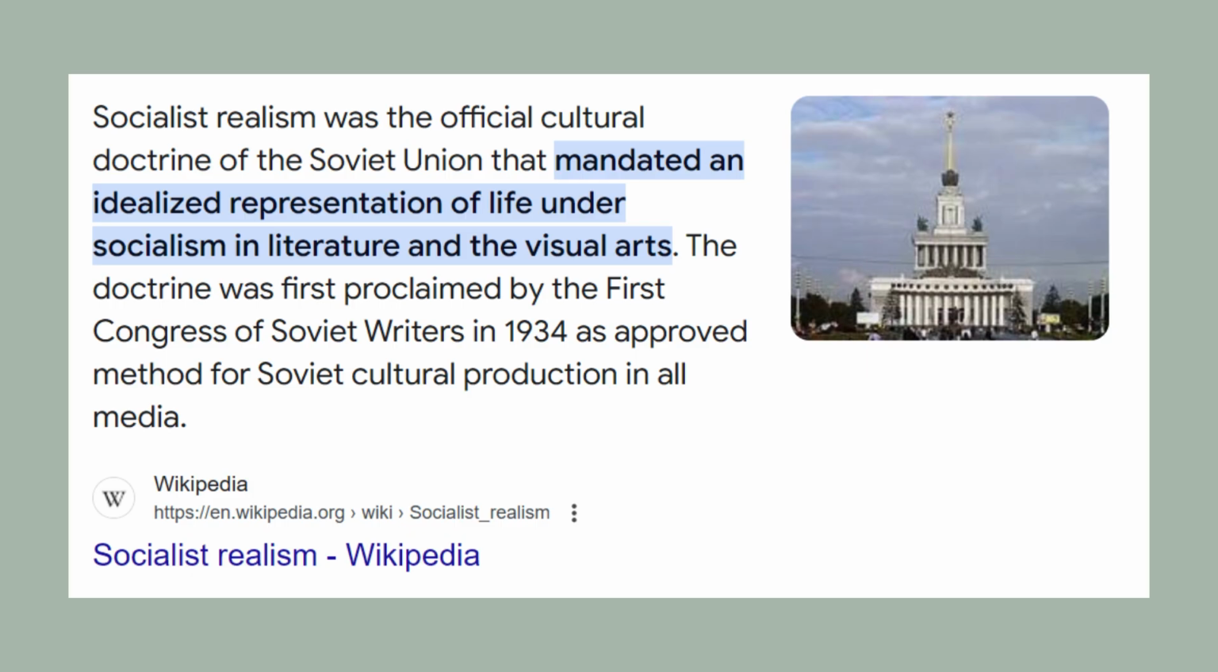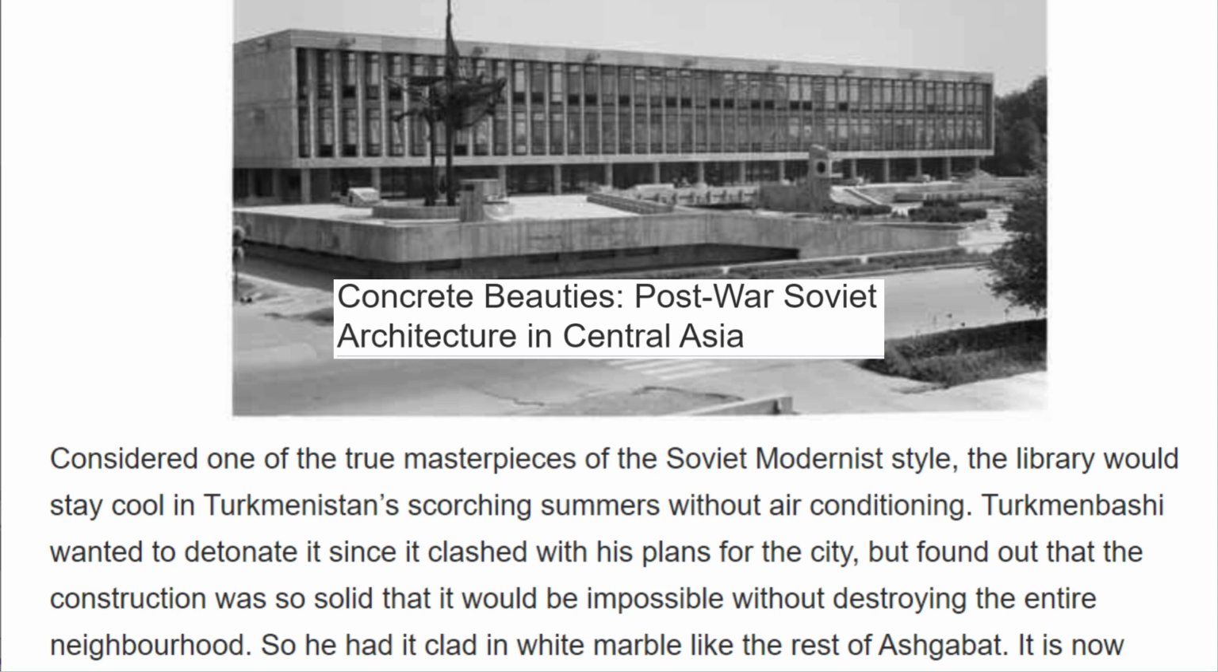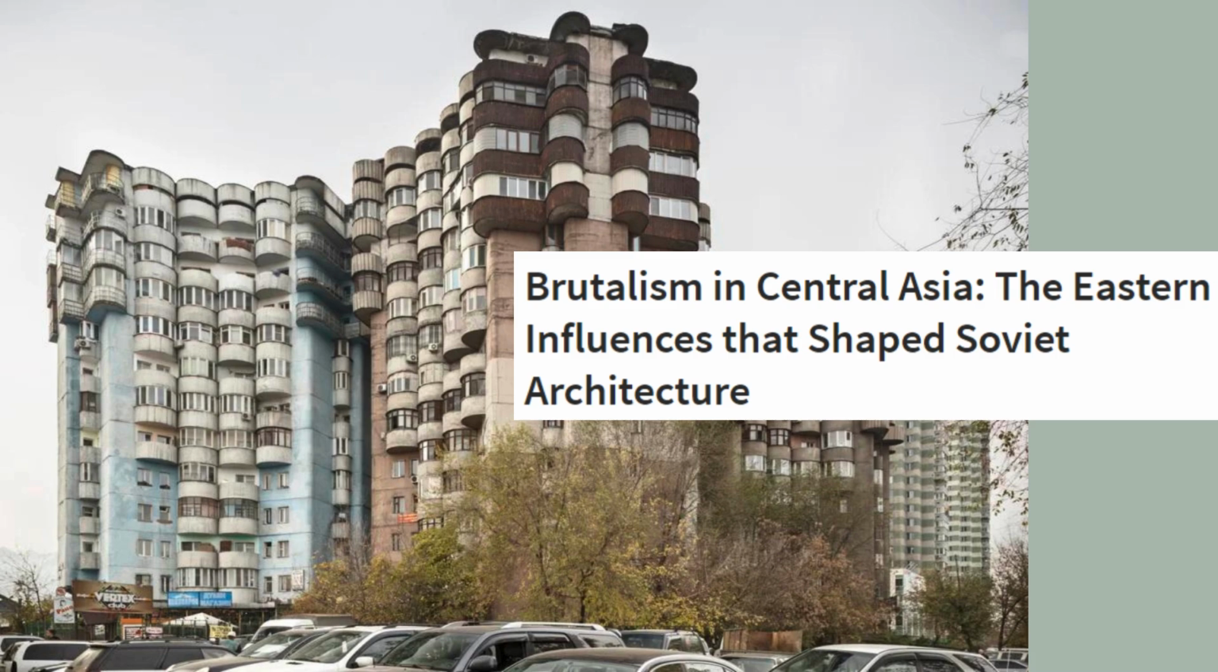It was characterised in art and architecture by mandating that an idealised representation of life under socialism be communicated. Buildings and public spaces were designed to symbolise strength and the progress of the socialist state. There were aesthetic and ideological goals.